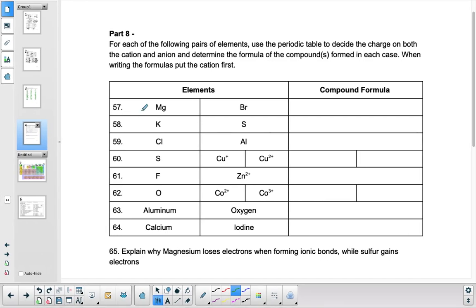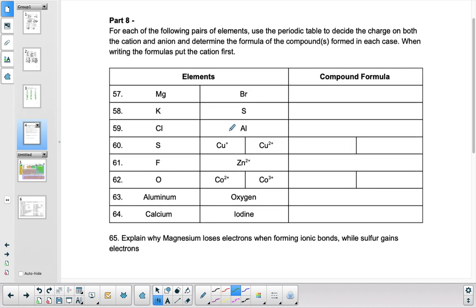Alright, we are at part 8. We are almost done. For this one, we are going to continue writing compound formulas from the given ions. So they didn't give us the charge this time, so we need to look them up ourselves.